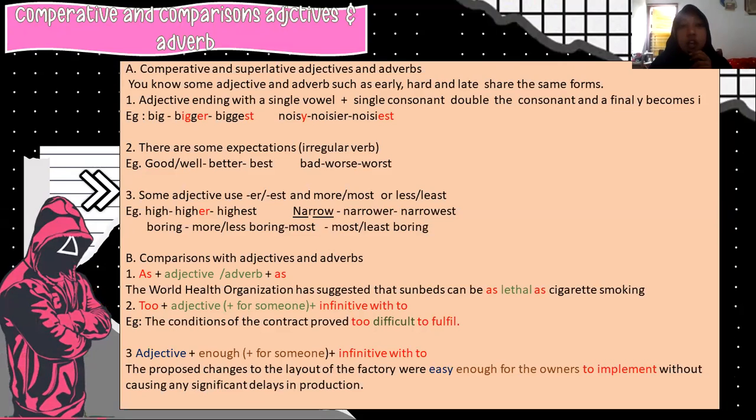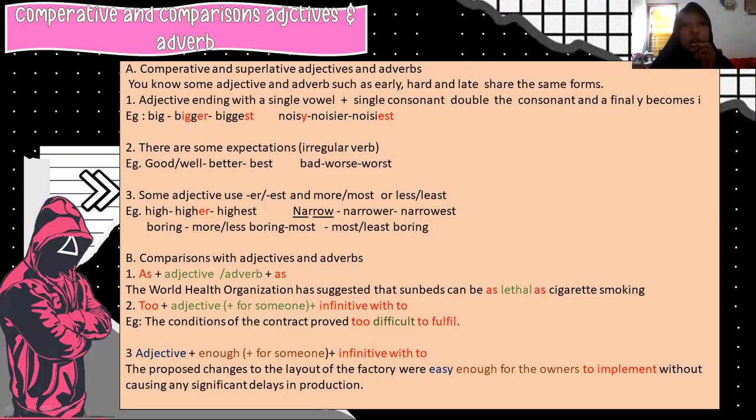You know, some adjectives and adverbs, such as early, hard, and late, share the same forms. The first: adjective ending with a single vowel and a single consonant, double the consonant, and a final Y becomes I. For example, big, bigger, biggest. Big is an adjective, I is the last single vowel and G is the single consonant. So comparative, bigger, and then superlative, biggest.